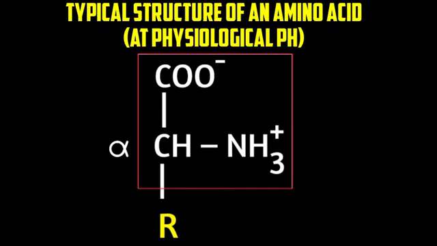So you can see clearly it has 4 components: the carboxyl end, COO minus, the amino end, NH3 plus, the side chain. The difference between amino acids is basically the side chain. Then the alpha carbon is the carbon that is bonded to both the carboxyl end and the amino group. So all amino acids are alpha amino acids except proline.